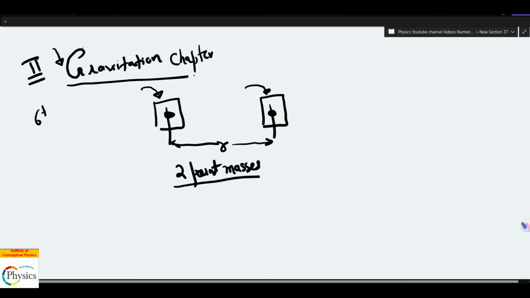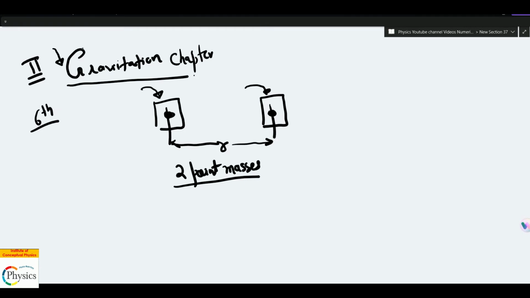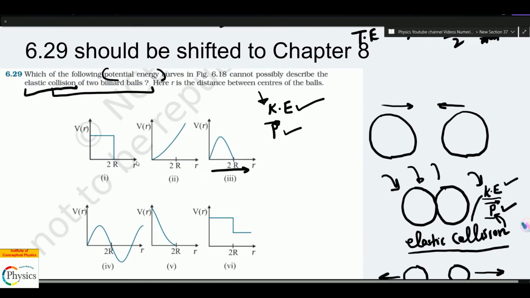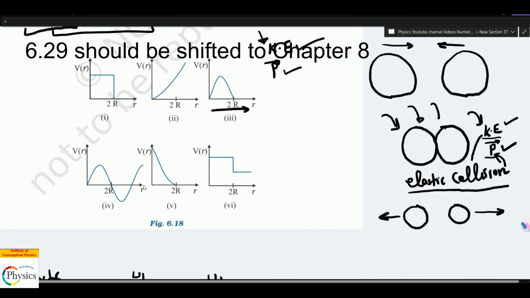You may not have studied this if you're in chapter 6, since in chapter 6 you will not study gravitation. So I really don't expect that students who are doing work, power, energy should be able to solve this problem, which I've just picked up today. I'm referring to question 6.29. Try this question only when you have completed the gravitation chapter.